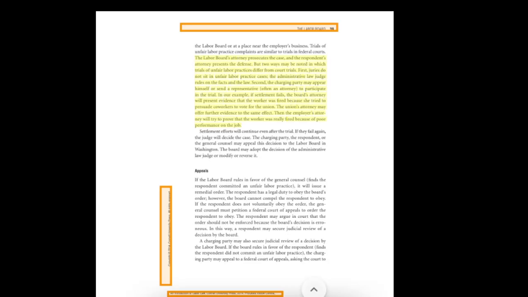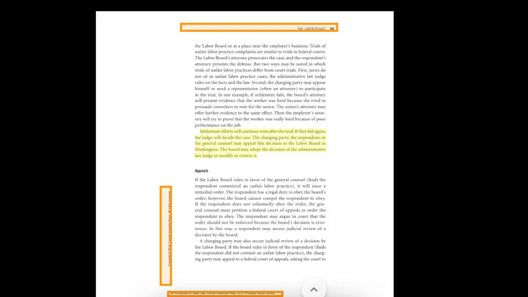In our example, if settlement fails, the board's attorney will present evidence that the worker was fired because she tried to persuade co-workers to vote for the union. The union's attorney may offer further evidence to the same effect. Then the employer's attorney will try to prove that the worker was really fired because of poor performance on the job. Settlement efforts will continue even after the trial. If they fail again, the judge will decide the case.